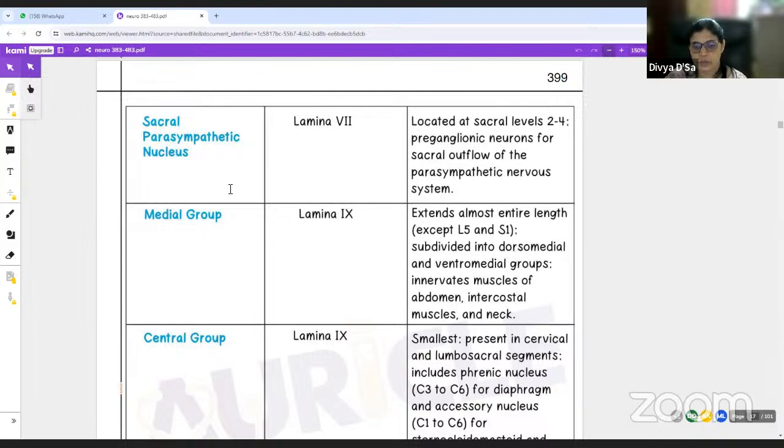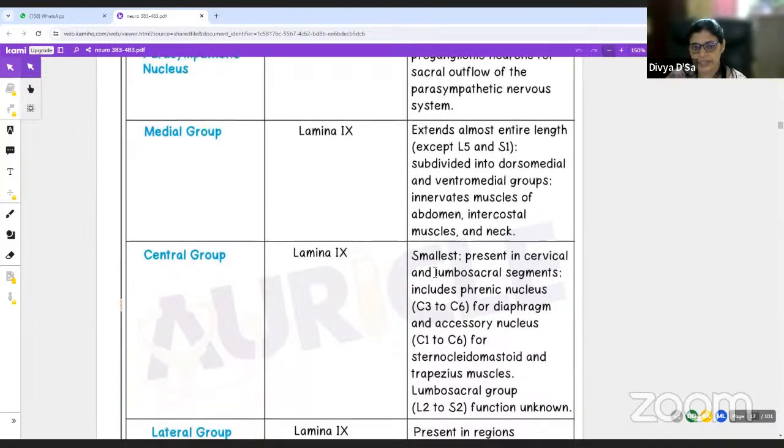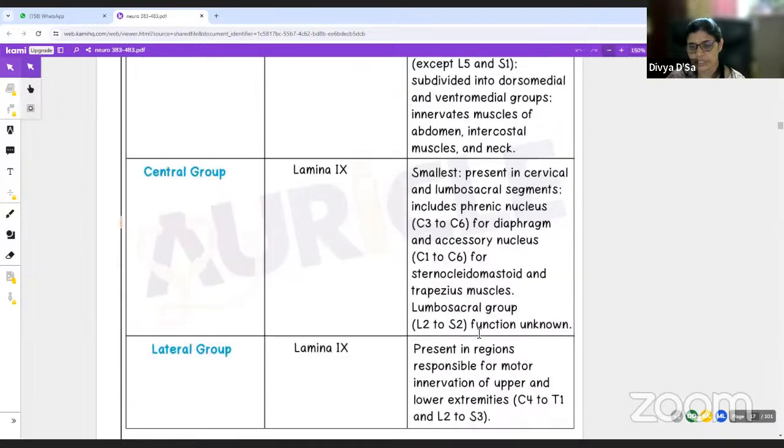Then the central group is lamina 9 again. It is the smallest. We can see the central group only in the cervical and lumbosacral segments. It includes the phrenic nucleus, which supplies the diaphragm, the accessory nucleus to the sternocleidomastoid and the trapezius, and the lumbosacral group, L2 to S2. The function here is not known.